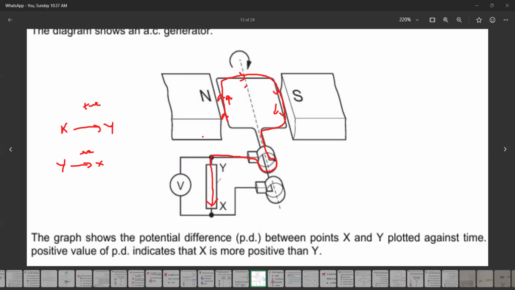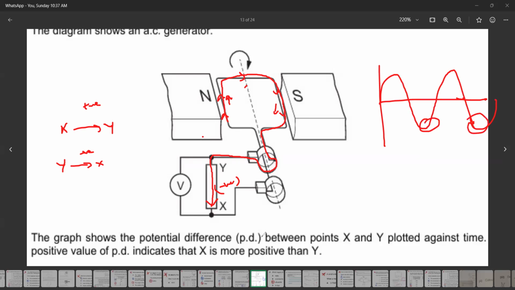So if the current moves from Y to X, it means that current, or potential, should be considered a negative voltage. So on our graph, if I ask you to mark the position where we'll have this, what will you mark? You will mark it here or you'll mark it here.